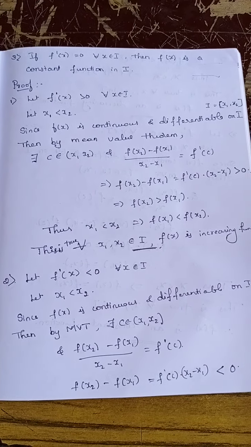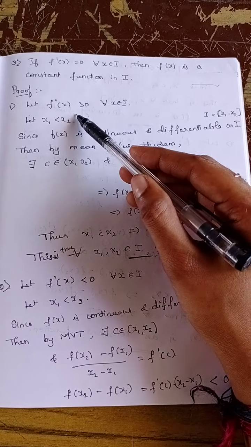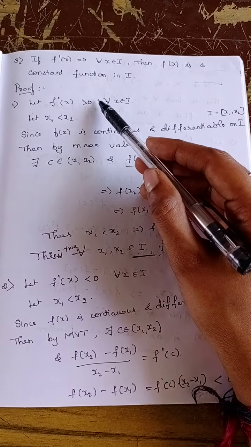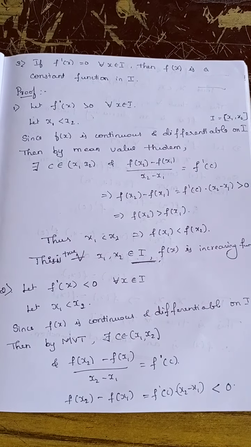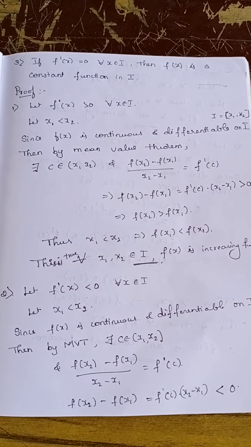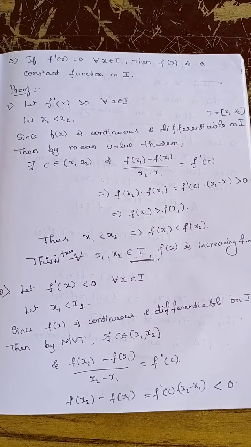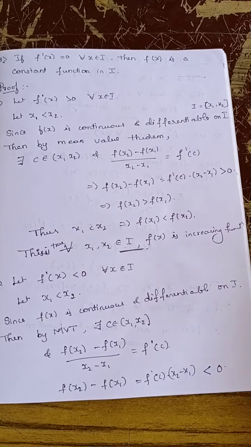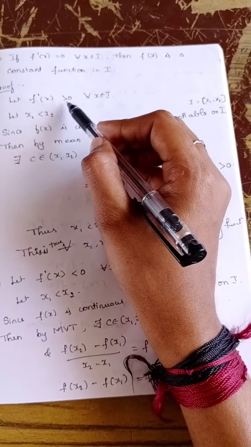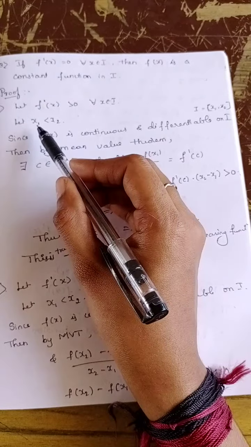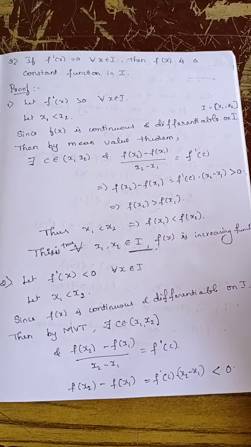Then the proof of this theorem. For the first one, it is given that f dash of x is greater than 0. What we have to prove is that f of x is an increasing function. To prove this, we take x1 less than x2 to be any points on the interval I, then we have to prove f of x1 is strictly less than f of x2. It is given that f dash of x is greater than 0. Let us assume x1 is less than x2, then we have to prove f of x1 is less than f of x2.